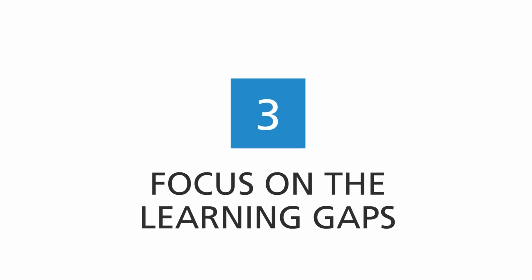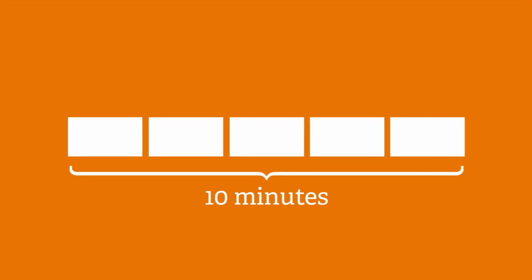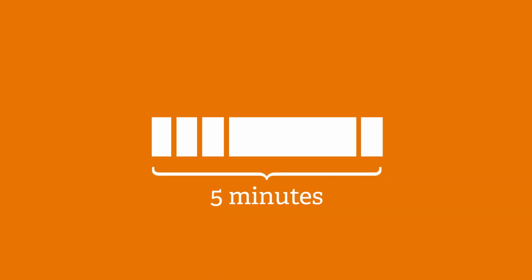Focus on the learning gaps. It's common to see a process explained by giving equal time to each step. If we have 5 steps at 2 minutes each, we have a 10-minute project. But if all the steps are extremely straightforward, aside from, let's say, step 4, perhaps each step needs 30 seconds, with step 4 ending up at a longer 3-minute explanation. Now we end up with a 5-minute course instead of a 10-minute course, and a course much more focused on the learning gaps.